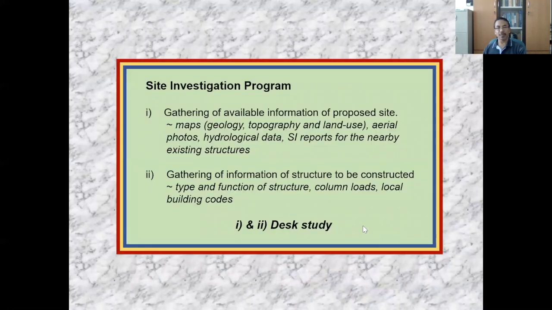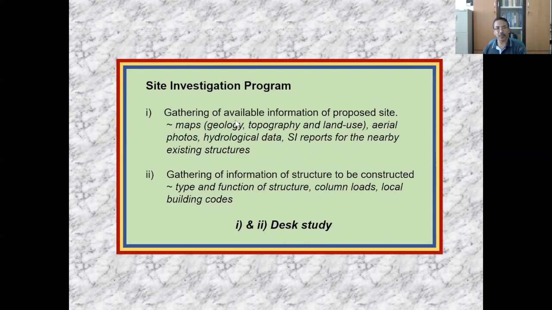Okay, let's move on to site investigation program. So I plan to explain 5 steps in order to perform this site investigation program. The first step is gathering of available information of the proposed site. When we talk about the proposed site, there are several sources that we can obtain the information from, such as maps. There are several types of maps that we can obtain information from.